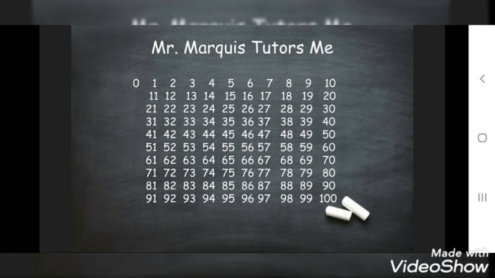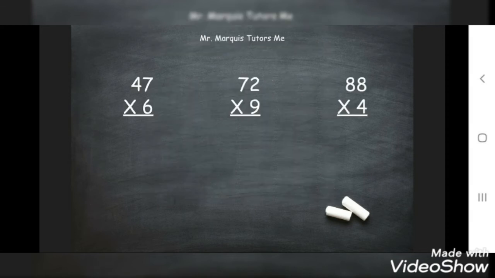12 times 9, if you look at it, it's 108 because 2 times 9 is 18. You carry the 1 and it'll give you a 10. 108, if you're looking at it. What I really want you to do is take any 2-digit number and multiply it by any 1-digit number. I have, and write this down, 47 times 6, 72 times 9, 88 times 4.